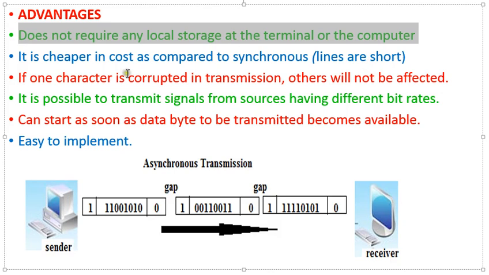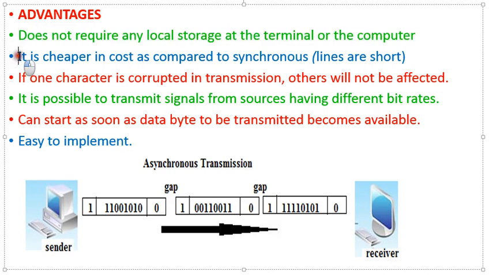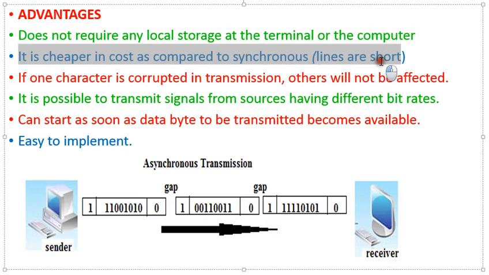And also, this method is cheaper when we compare it to the synchronous mode of transmission. What is the reason that makes it very cheap? It is the fact that it is used in short distance transmission. Therefore, the lines that are required are not that very long. Therefore, the cost is very small.